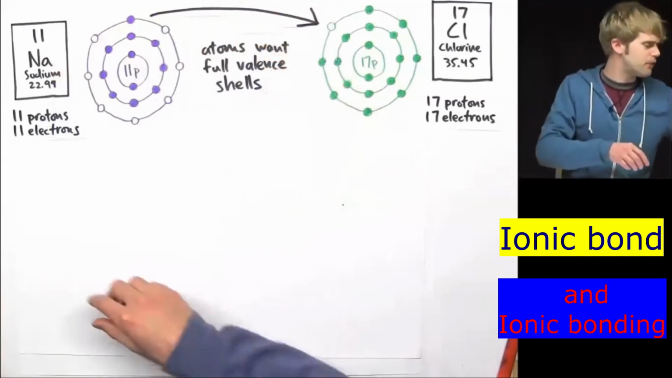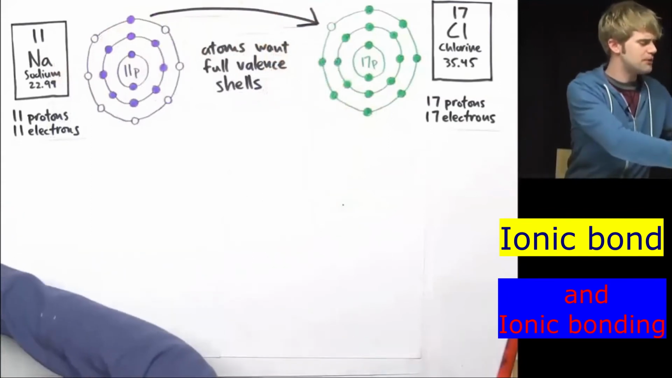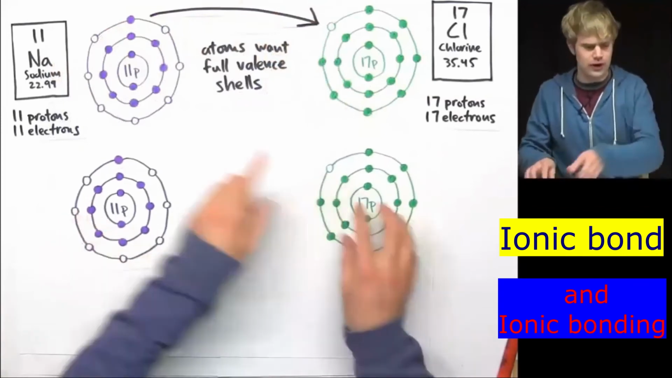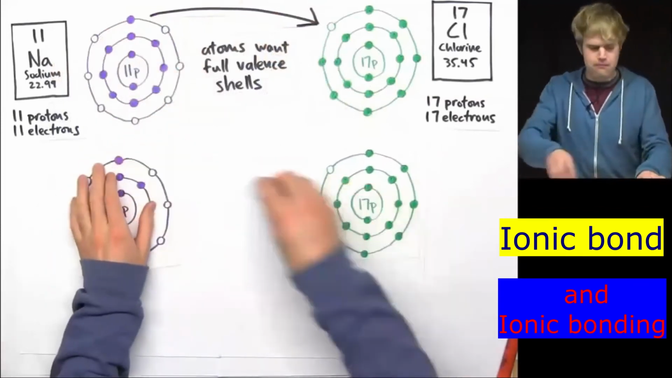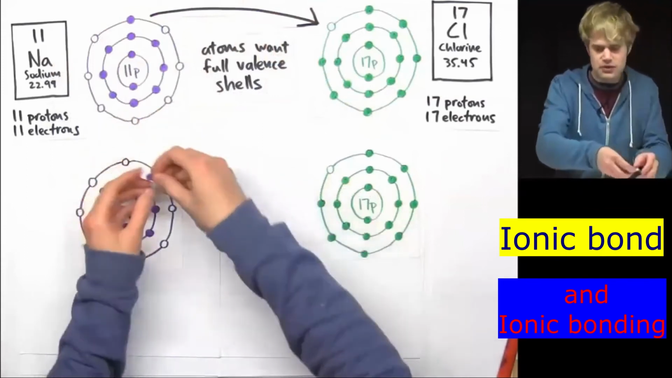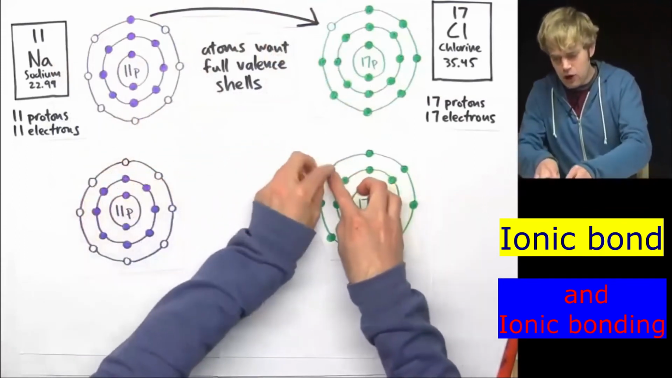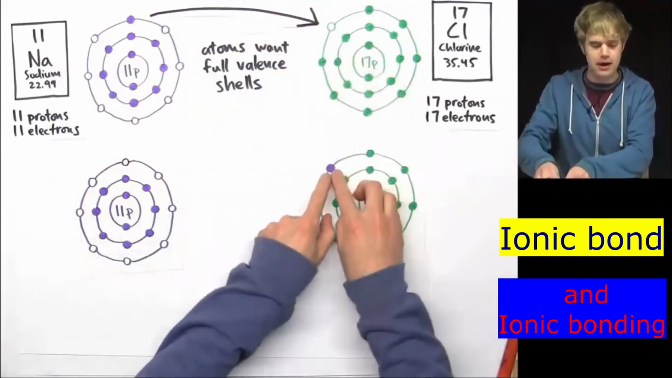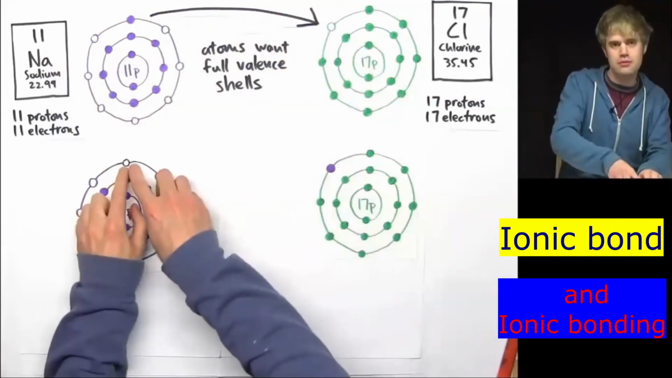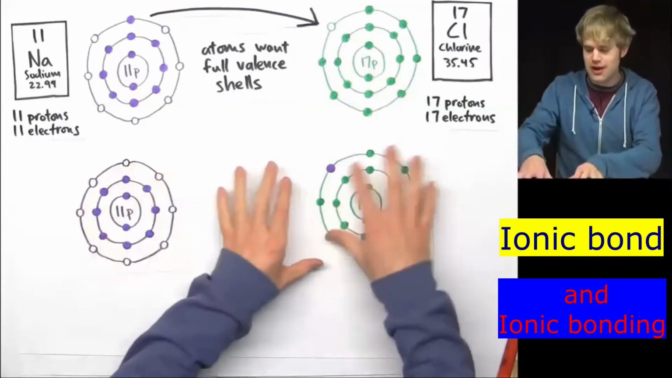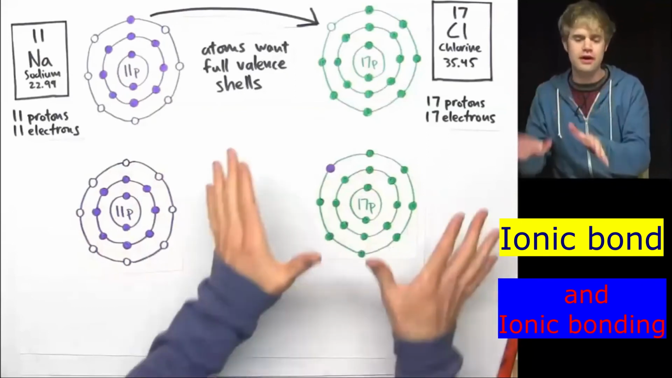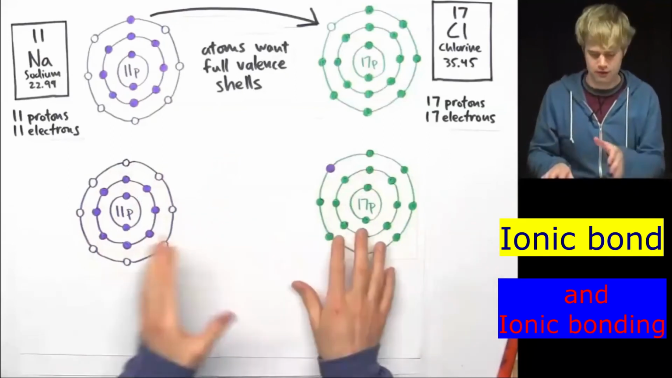Here's what we end up with. Okay, let me just show you what's going on. Okay, so we got sodium, we got chlorine, and this electron up here moves between them. Okay, so it leaves sodium and it goes into chlorine. Okay, and now chlorine has filled this empty spot with one of sodium's electrons. Okay, so now chlorine is super happy. It has a full valence shell. It's achieved its goal in life.